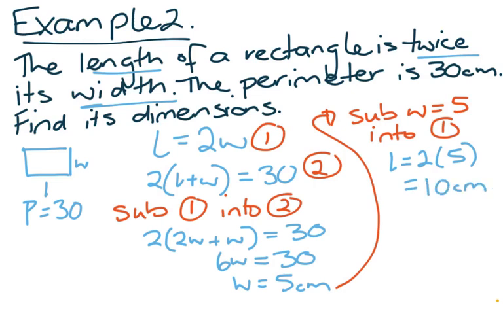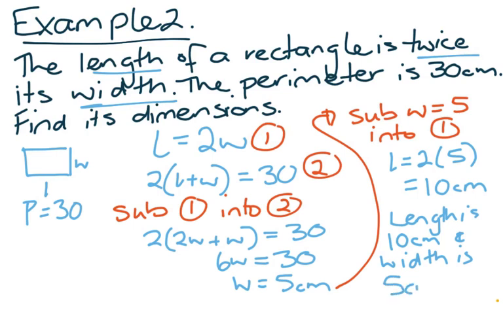And then you could say the length is 10 centimetres, and width is 5 centimetres. And that is everything there is to do with simultaneous equations.